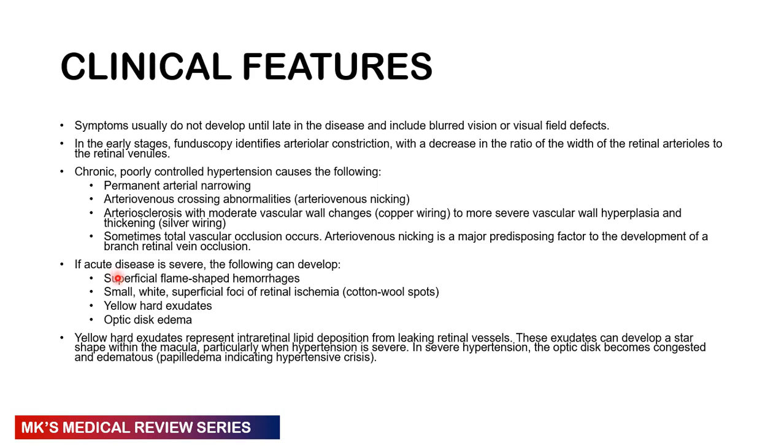If it's acute disease and it's severe, then you may have superficial flame hemorrhages, small white superficial foci of retinal ischemia, which are your cotton wool spots, your yellow hard exudates, and even your optic nerve or optic disc edema. I've already explained what the yellow exudates are. It's pretty much intraretinal lipid deposition from the leaking retinal vessels, and the exudates can actually develop a star shape within the macula, particularly when hypertension is severe.